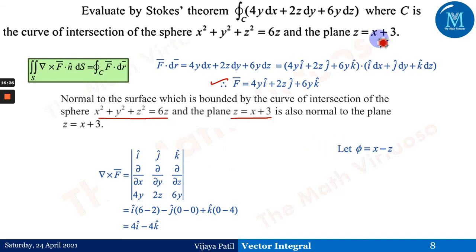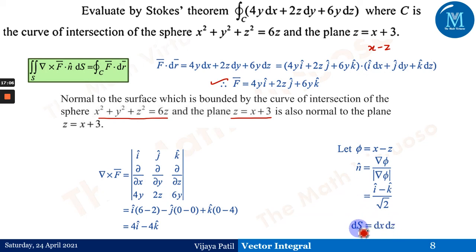Now this is the phi, because z equals x plus 3 is the same as x minus z plus 3 equals 0. But because this constant we are not considering in phi, we take x minus z as the phi, and therefore n cap is nothing but del phi upon mod of del phi, which is this. And because this particular plane is lying in the x and z plane, ds in this case is dx dz.